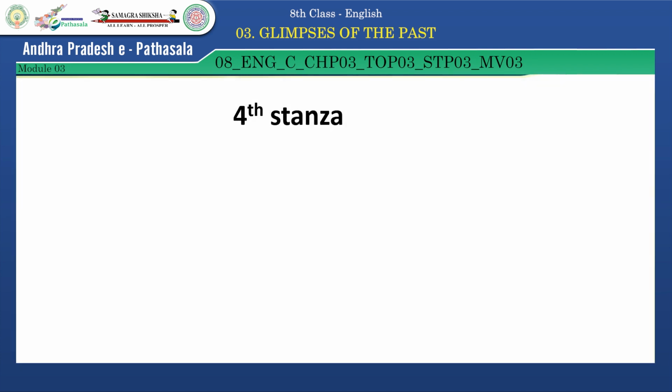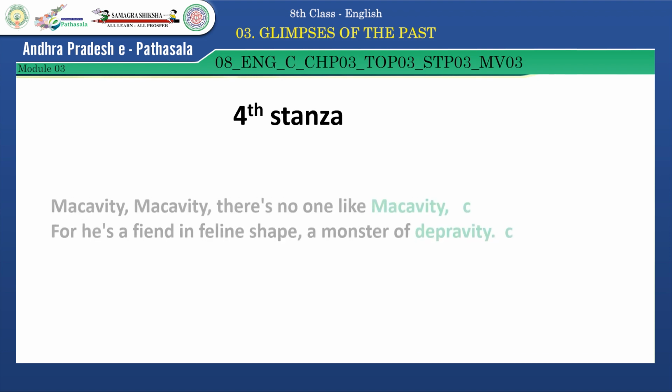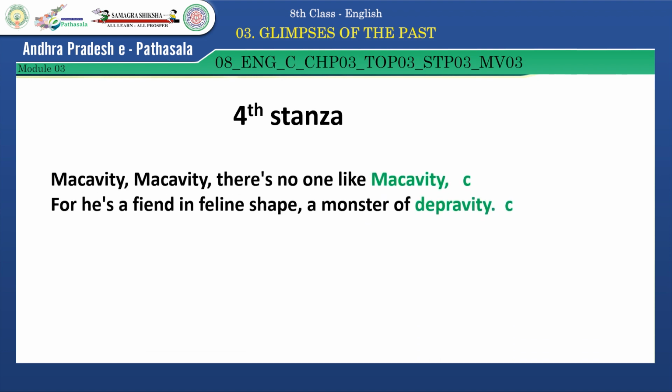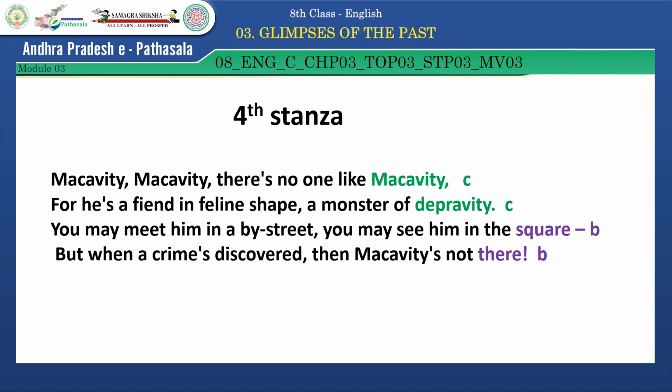Now let's see the rhyme scheme of the fourth stanza. See here, in the first and second lines, the last words are Macavity and depravity. It is already repeated in the previous stanzas, so we gave the letter C and C. And then here in the third and the fourth line, the end words are square and there. So this rhyming is also repeated in the previous stanzas, so we gave them the same letter B and B. So the rhyme scheme in the fourth stanza is CC and BB.